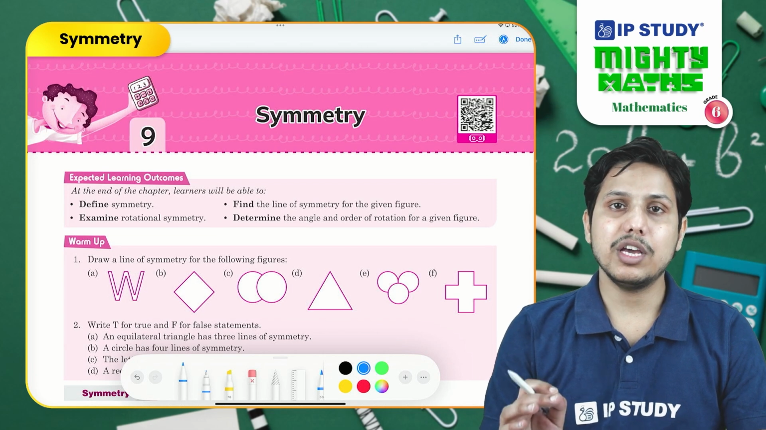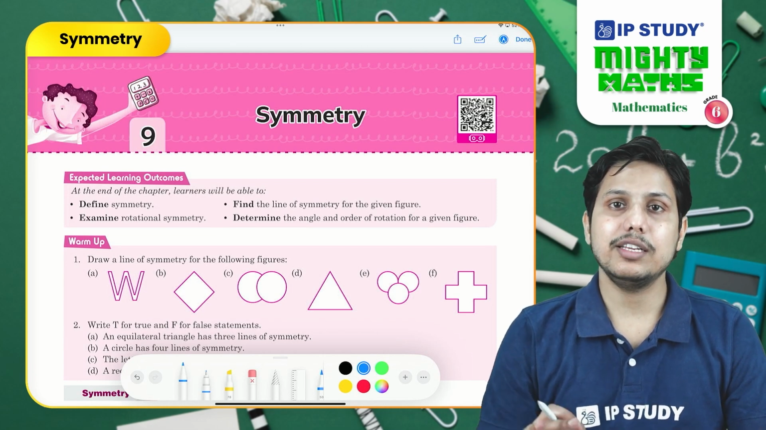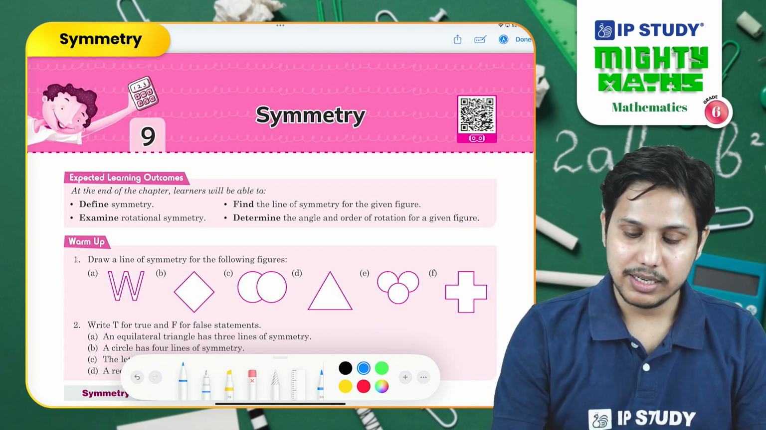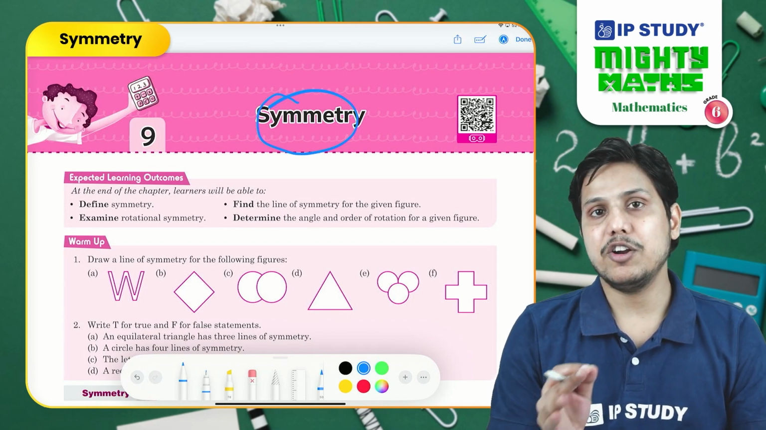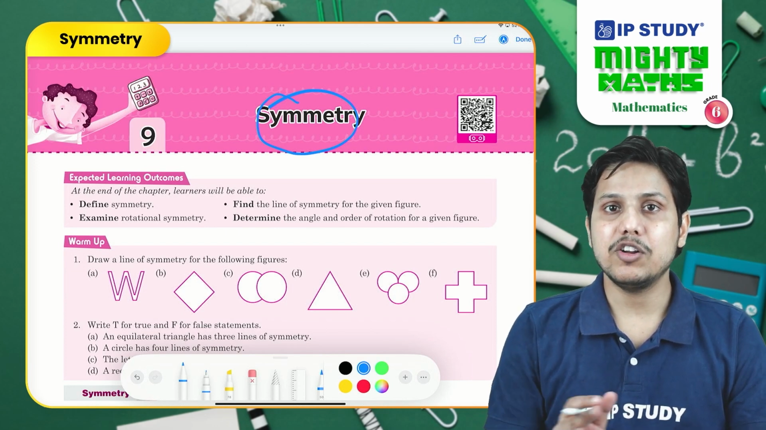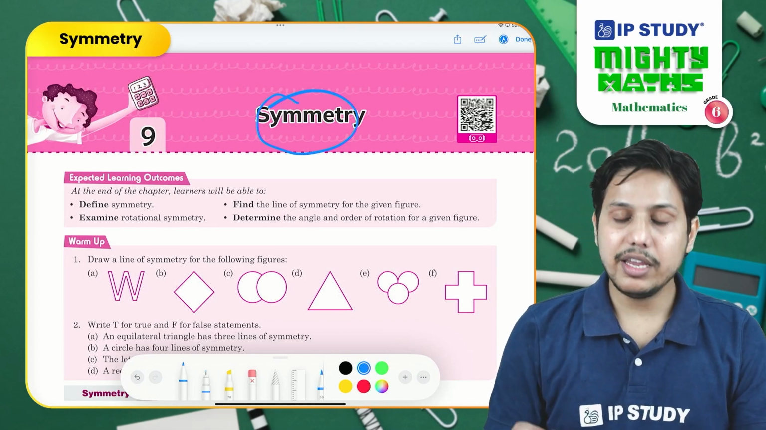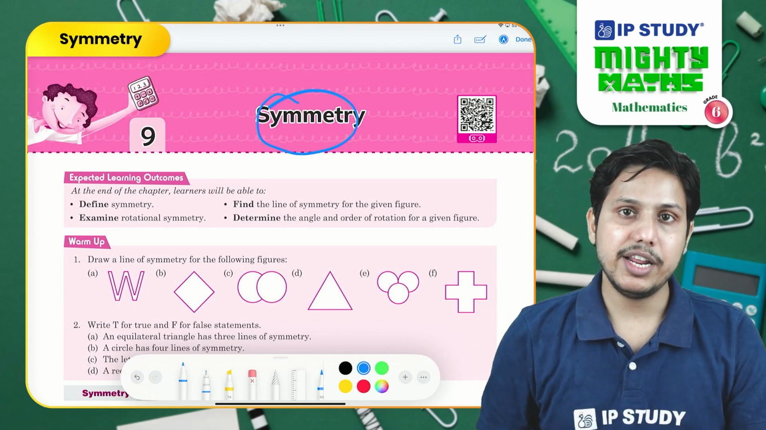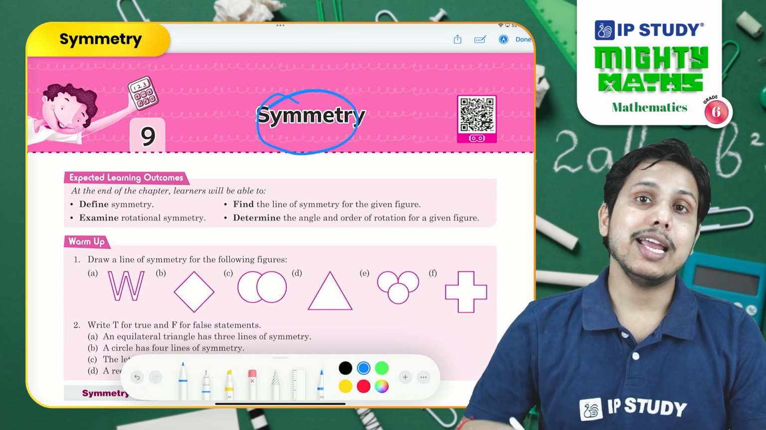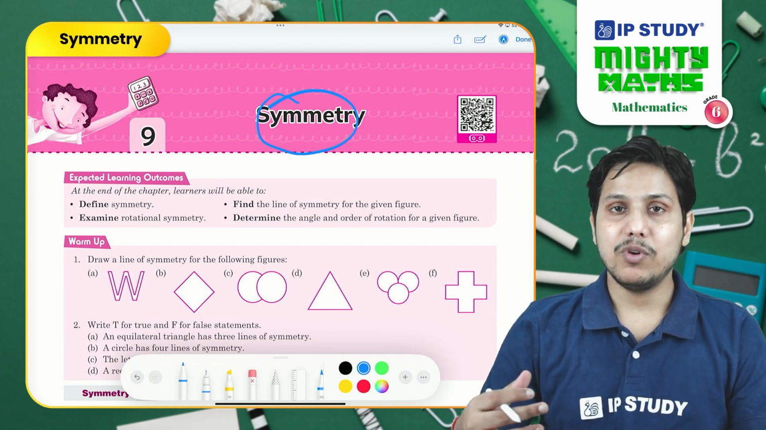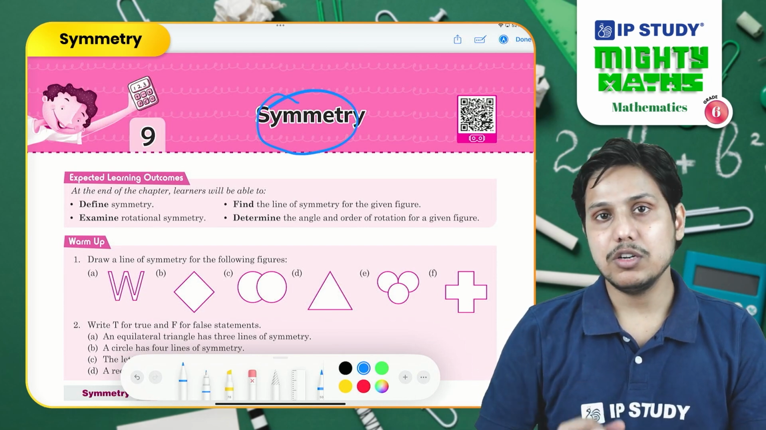In this video, we are going to cover chapter 9 of grade 6, and the name of the chapter is Symmetry. Students, in this chapter, we are going to cover different topics. Let us look at the different topics we are going to cover. We will see what is the meaning of symmetry, what is line of symmetry, what is rotational symmetry, what is angle of rotation and what is the order of rotation of an object.